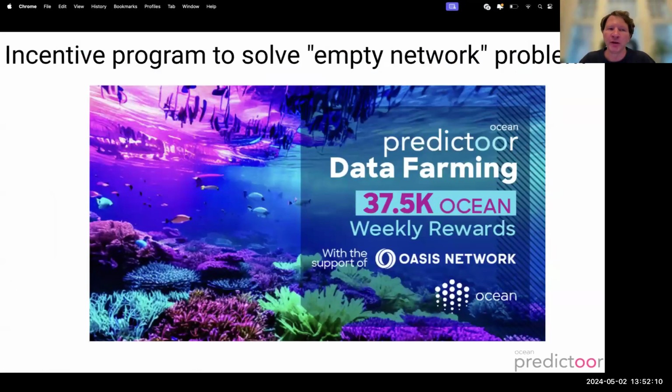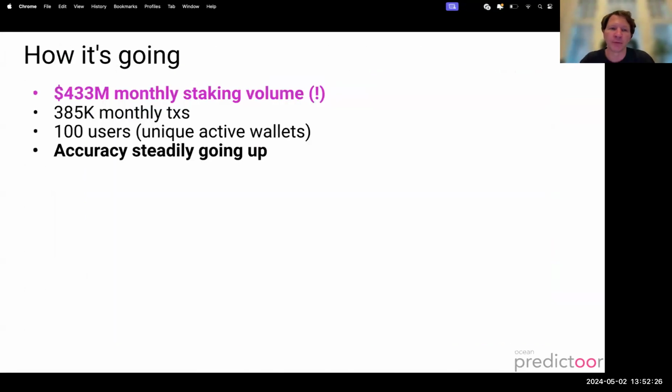So I mentioned we need to solve the empty network problem. So we have an incentive program, predictor data farming. And that basically is a baseline of 37,500 OCEAN worth of sales each week. And it's as if there's a bunch of traders buying already. And then that, of course, goes to the predictors.